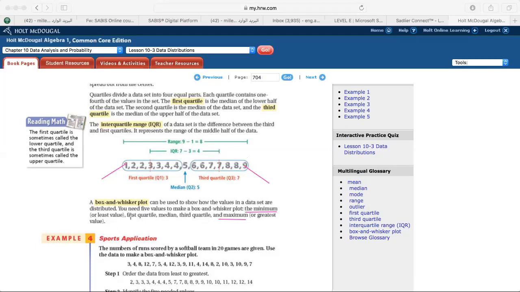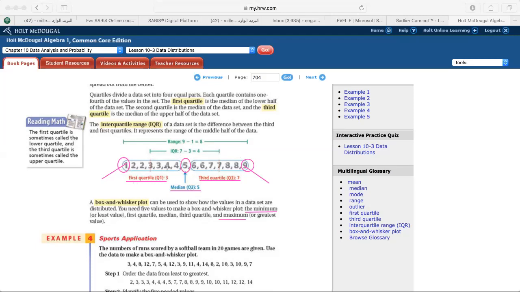The first quartile is the median of the first set, and the median is the second quartile, and the third quartile is the median of this set. So to make the box and whisker plot, I have to get 5 values. The minimum here, and the maximum here. And the median of the whole set.